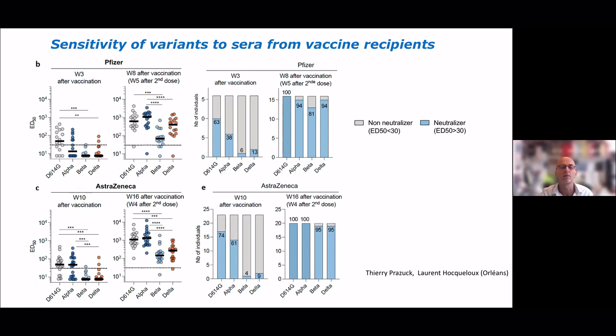And again, there is a fourfold decrease in the efficacy of the neutralization with both viruses. So here, that was at an early time point, week 5 after the second dose, or week 4, about 95% of individuals are able to neutralize the Delta variant.